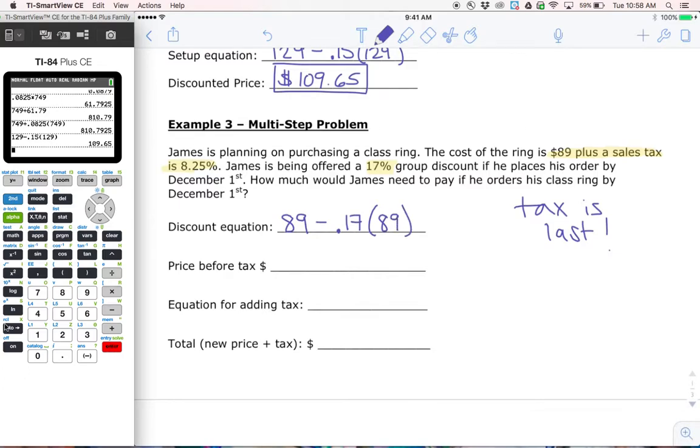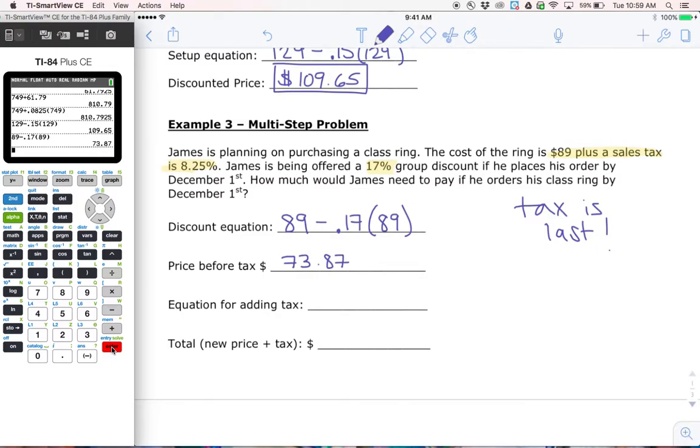So how much is this ring with the discount? Well, 89 minus 0.17 times 89. It should be less than 89, but not a whole lot less, right? And we get $73.87. All right. Now, this is what the ring is supposed to cost me, but I still have to pay tax on this.